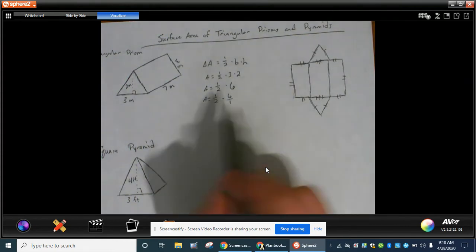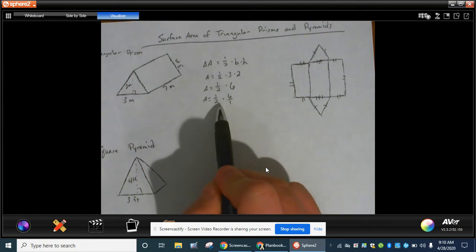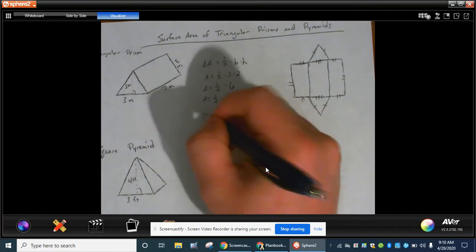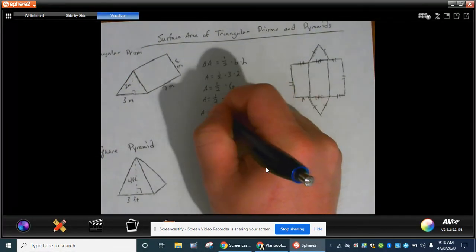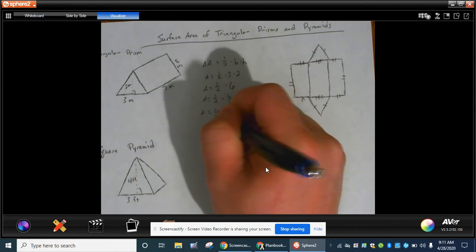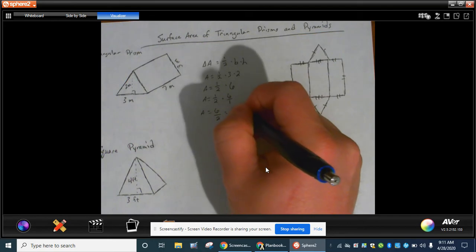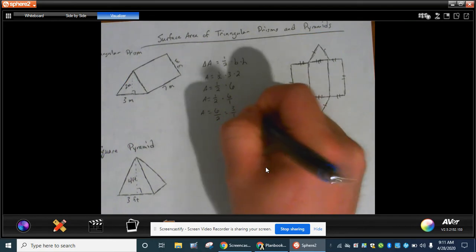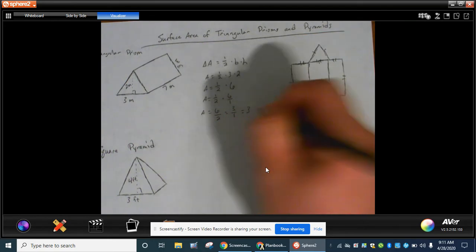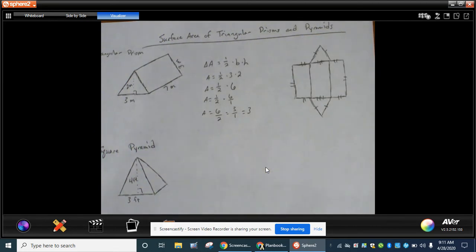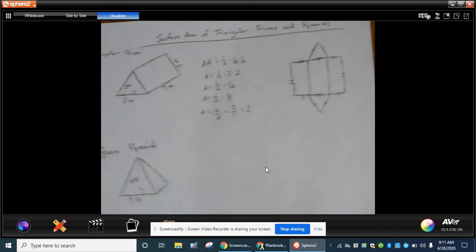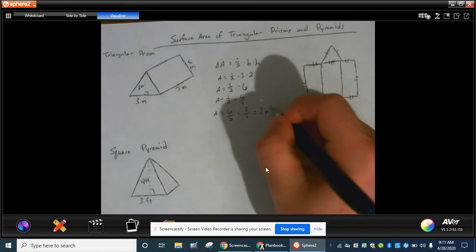Okay, so remember, top times top, bottom times bottom. So area is going to be 1 times 6 over 2 times 1. 1 times 6 is 6. 2 times 1 is 2. 6 divided by 2, or 6 over 2, simplifies to 3 over 1, or just 3. So our area of the front face triangle on this triangular prism is going to be 3 square meters.